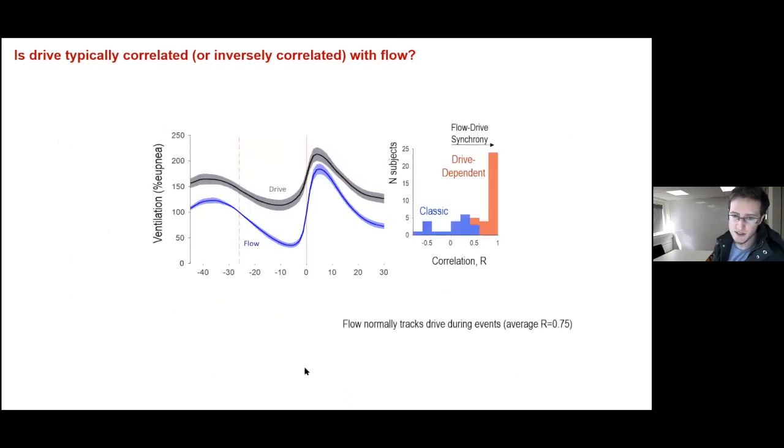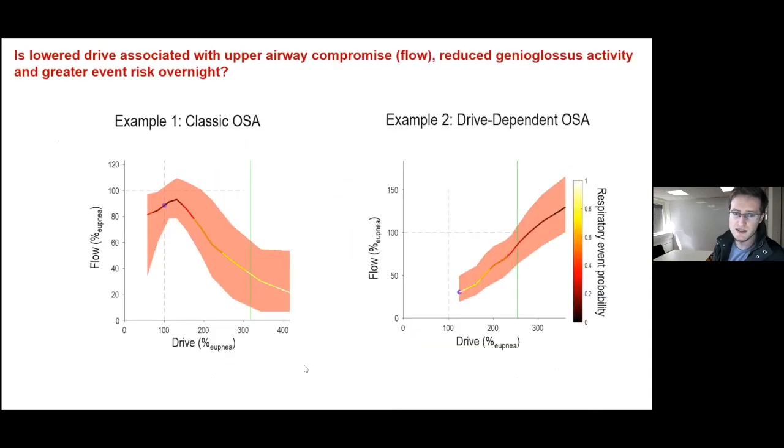Hopefully, our non-invasive way of getting these plots, where we have positive and negative flow drive relationships, helps us separate drive dependent from classic. That's work we're working on now. Can we use our existing phenotypes? Can we use our flow limitation? Can we use event-to-event consistency metrics? What can we do with that?